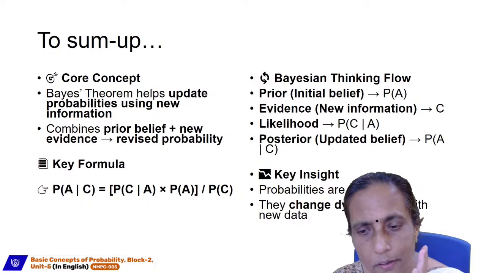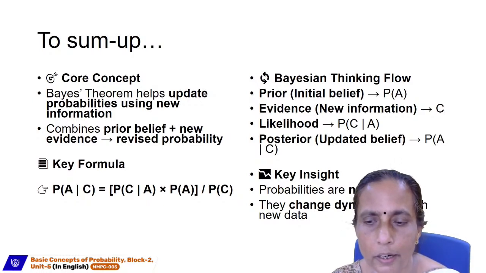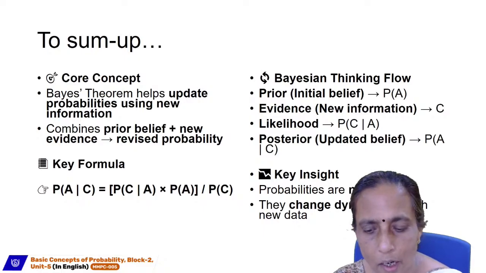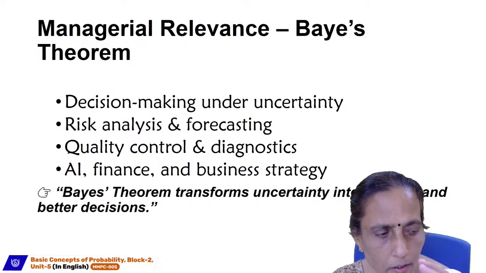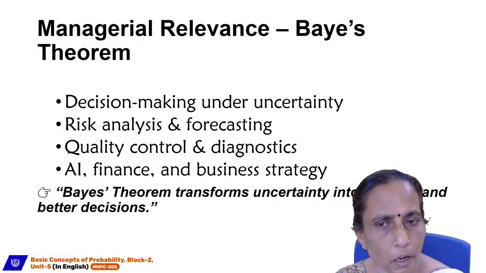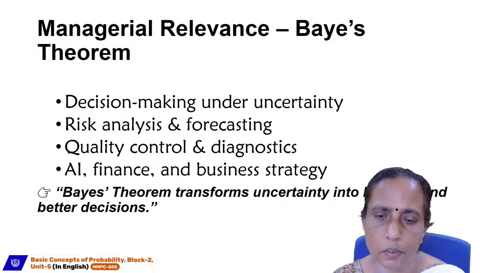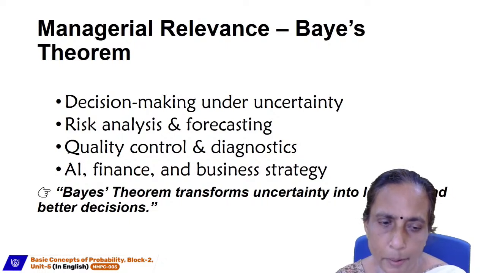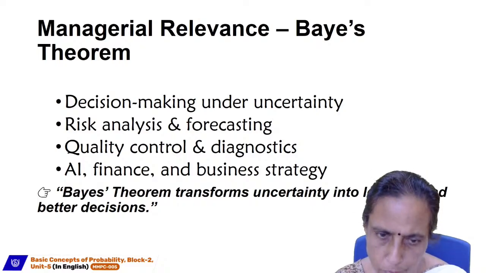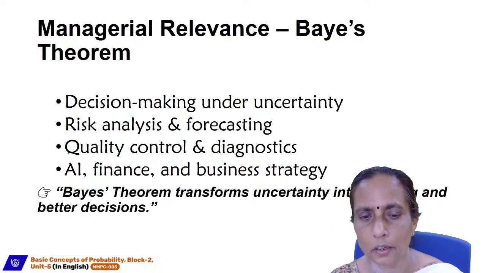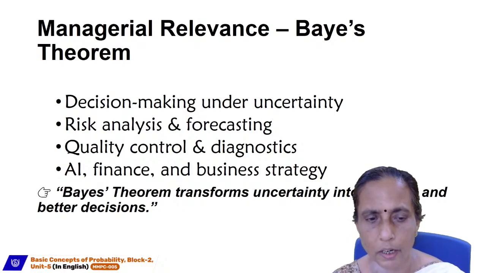So from these key probabilities we can conclude that probabilities are not fixed. They change dynamically with the new data. The managerial relevance of Bayes theorem is decision making under uncertainty, risk analysis and forecasting, quality control and diagnostics, AI, finance, and business strategy. So Bayes theorem transforms uncertainty into learning and better decisions. It proves that if you update your measure of probability with the information that is coming in, then your decisions will definitely be better.